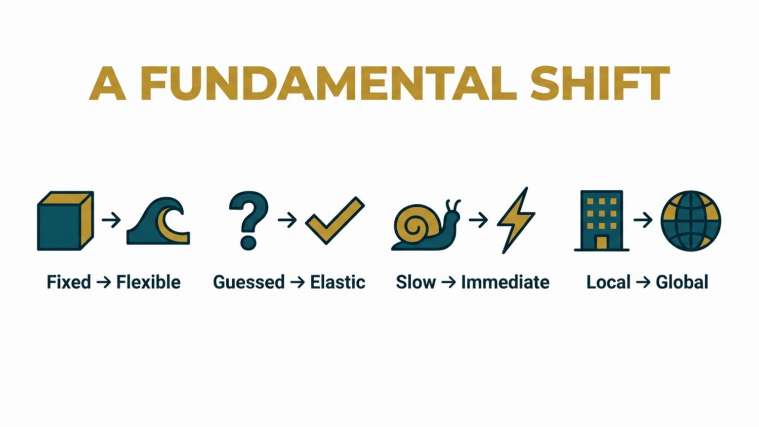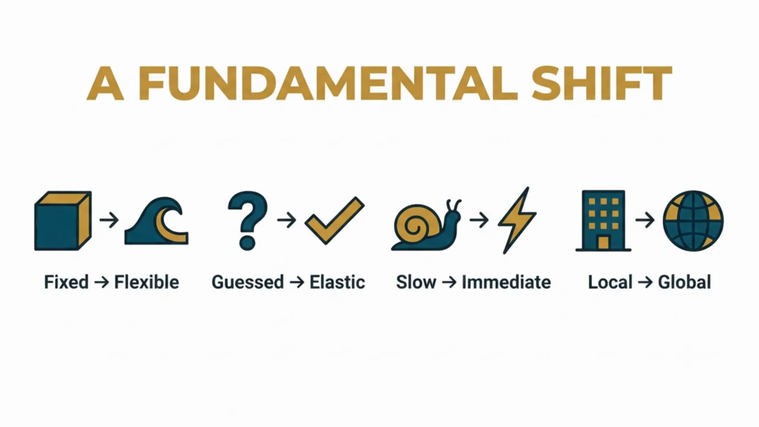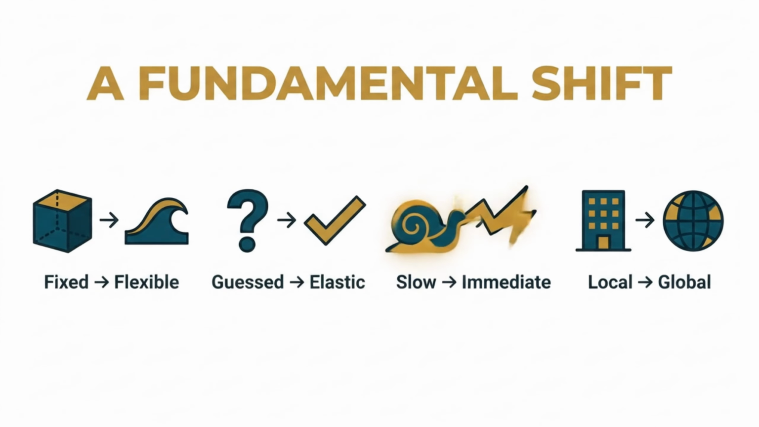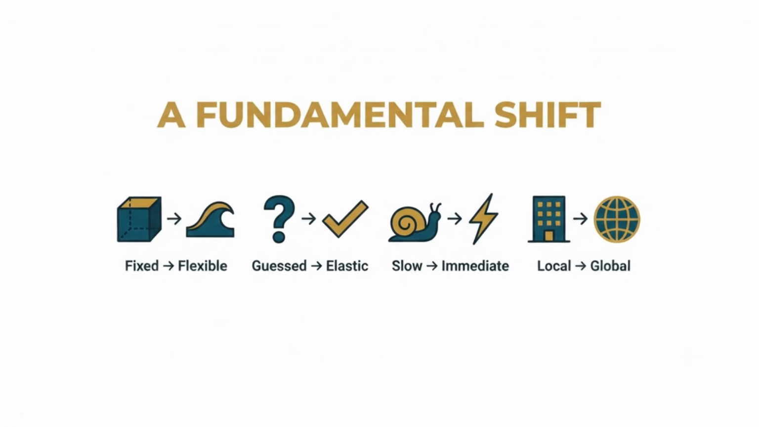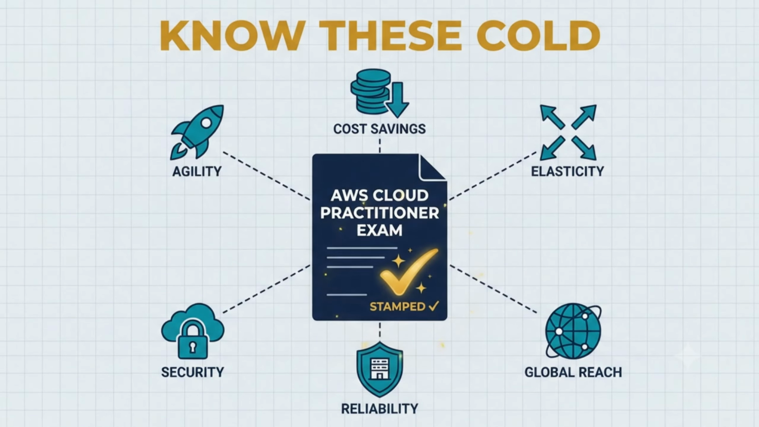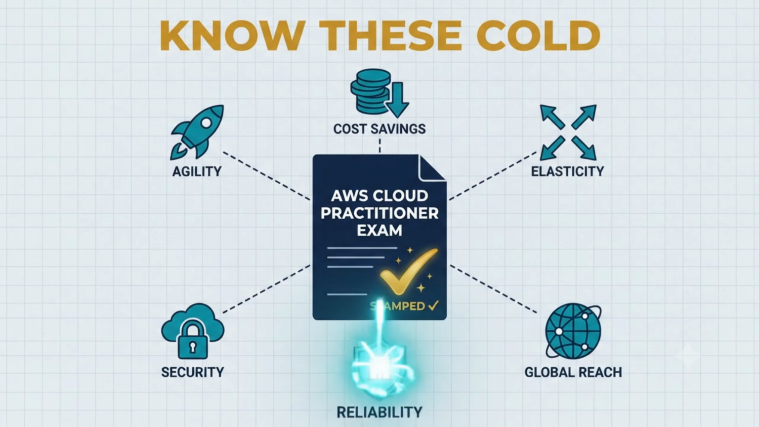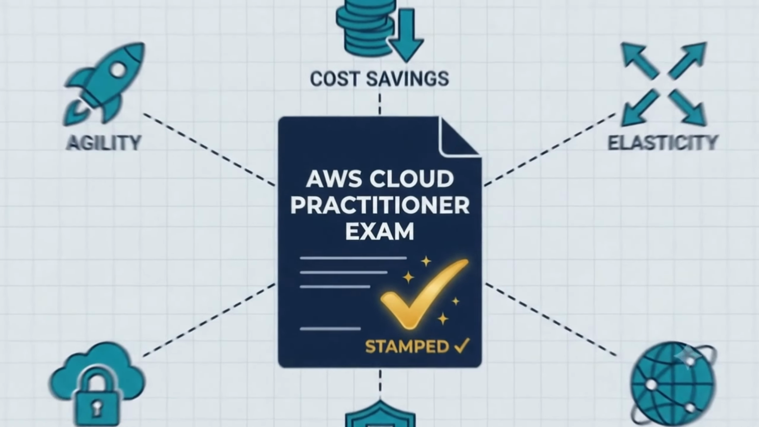These 6 advantages aren't just marketing talking points. They represent a fundamental shift in how businesses think about IT infrastructure. Cost becomes flexible instead of fixed. Capacity becomes elastic instead of guessed. Speed becomes immediate instead of weeks long. And global reach becomes a few clicks away instead of a massive capital project. For your exam, remember, these 6 advantages tie directly to defining the AWS cloud and its value proposition.